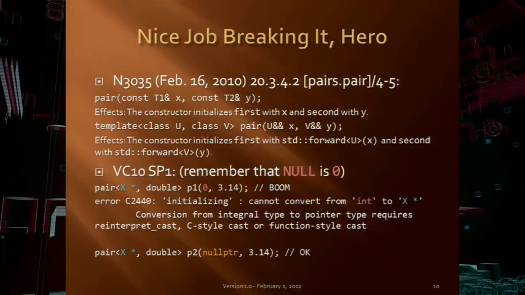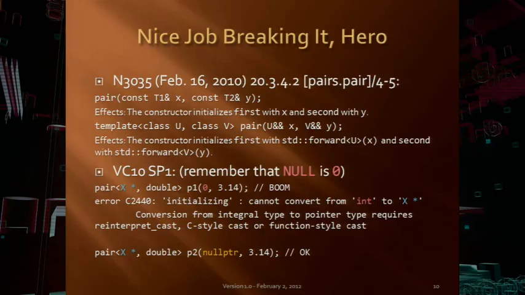I don't care about that second type. And I construct that pair from a literal 0, or the macro NULL, which expands to 0. That will fail to compile, according to N3000 or N3035, the working paper at the time, with an error message saying "error: cannot convert from int to X*". Why is it complaining like this?